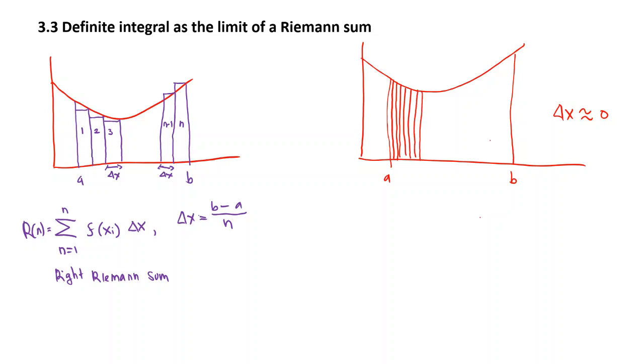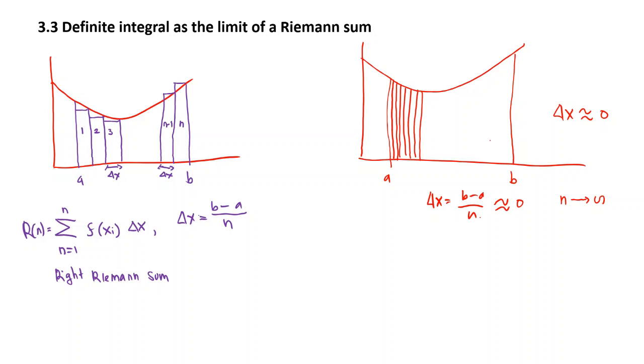Basically, we can make delta x, which equals (b minus a) over n, become very small, close to 0. The way to do it is by making n, the number of rectangles, as many as possible. The notation for this is to make n approach infinity. So when n approaches infinity, delta x will be close to 0.